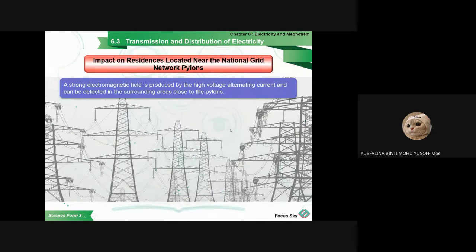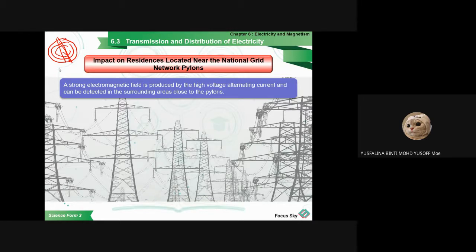So what happens if we build a house? Let's say you live under the National Grid Network. I'm sure you already know that for each wire that current flows through, there is a magnetic field around it. So let's say this is the wire, and the electric current flows through it. When the current flows, there is a magnetic field surrounding it. Which direction the magnetic field goes actually depends on the direction of the current.